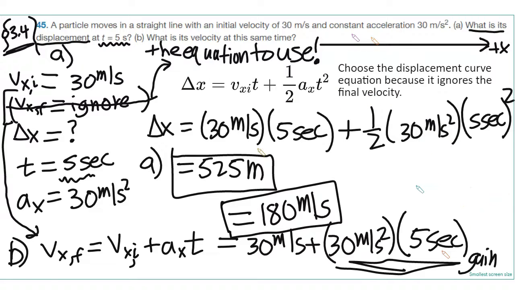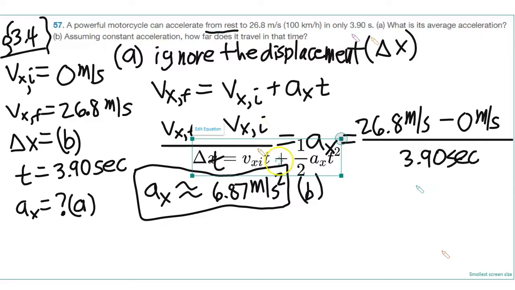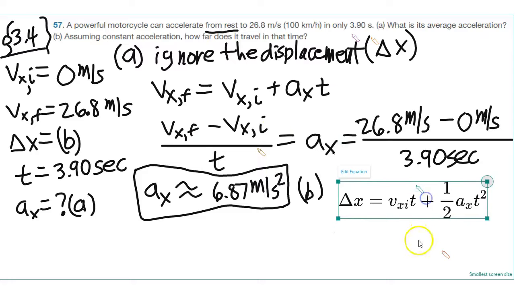So here's the earlier problem. I'm just going to copy the displacement curve over. So there it is. And I think we have all the values. We can just put all the values in.